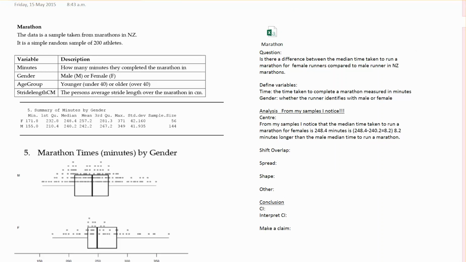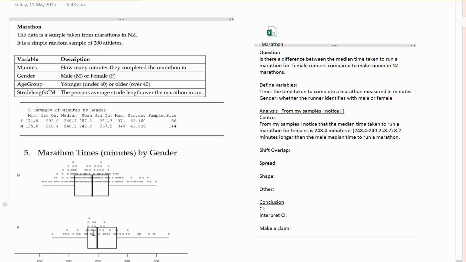So from my samples I notice the median time taken to run a marathon for females is 248.4 minutes, which is 8.2 minutes longer than the male median time to run a marathon, and I've shown my calculation there. Important things again is that I've mentioned from my samples, and nowhere in here did I say in the New Zealand marathons or reference the population. Shift and overlap. Next one.